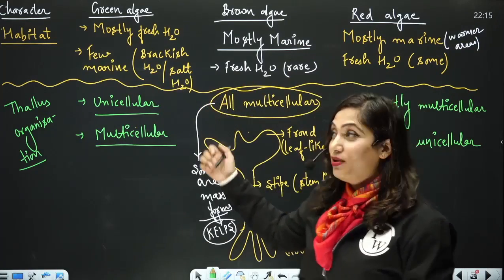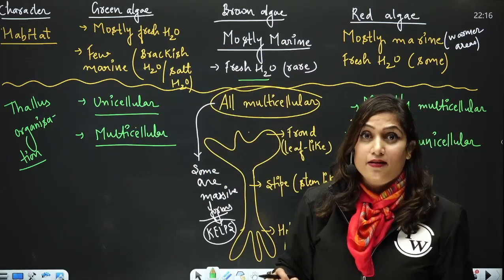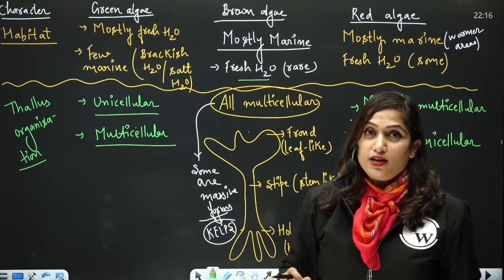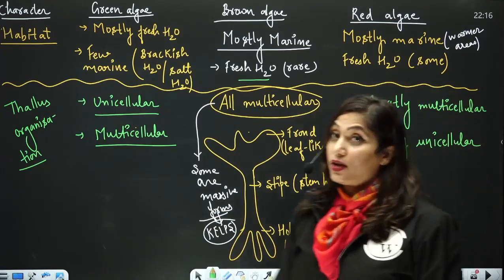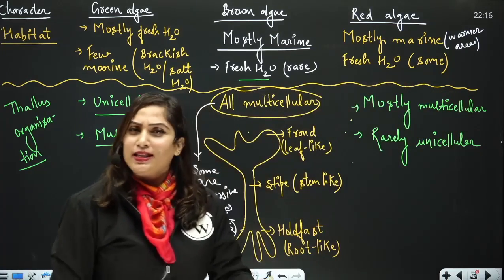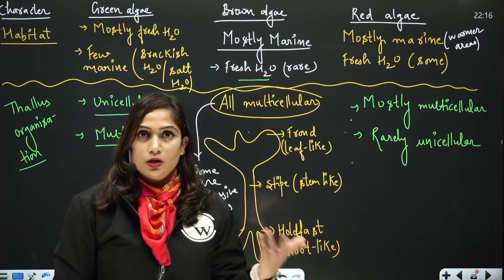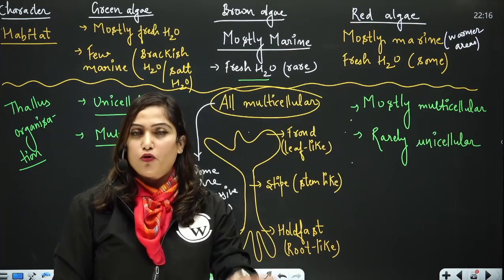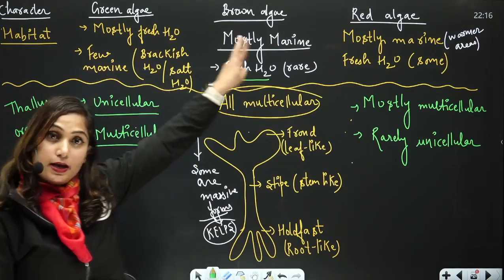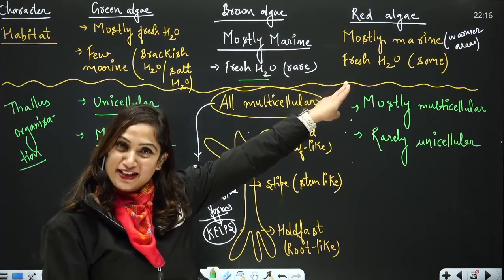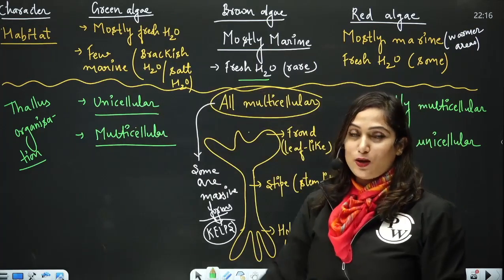Just learn with me. And NCERT says that it is very, very rare that brown algae can be found in fresh water, very rarely. Likewise, the red algae are mostly marine. They are also mostly marine and can be found in fresh water. Very few forms are found in fresh water. So mostly fresh water is green algae. The rest, both of them, are mostly marine. Learned? Let's go to thallus organization.